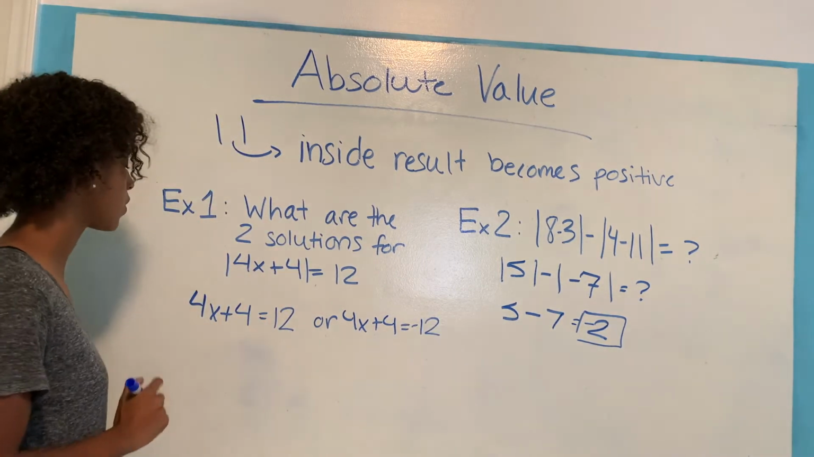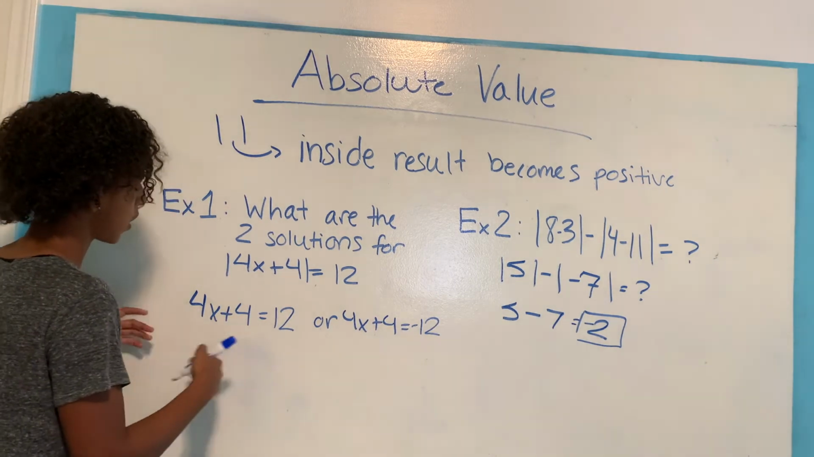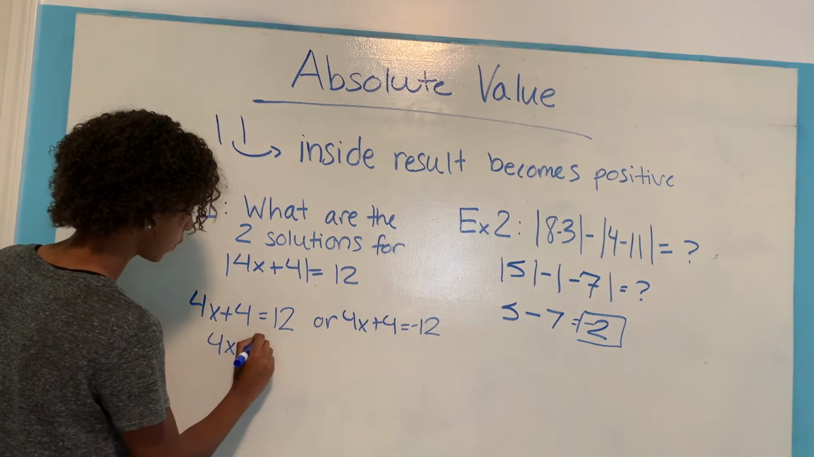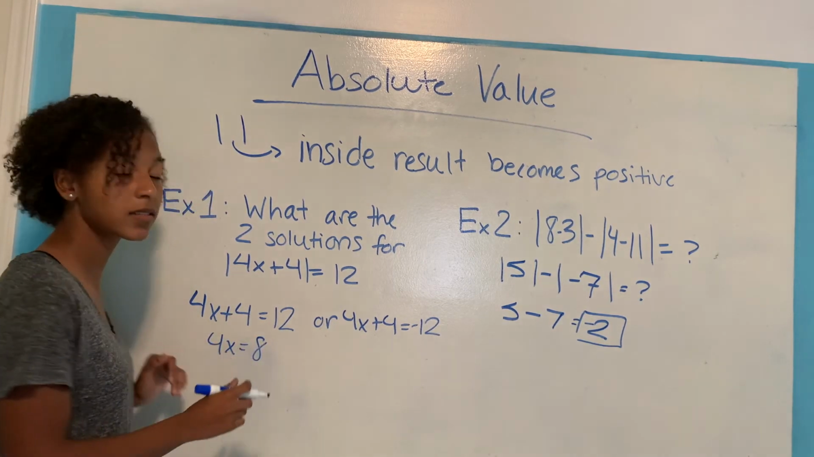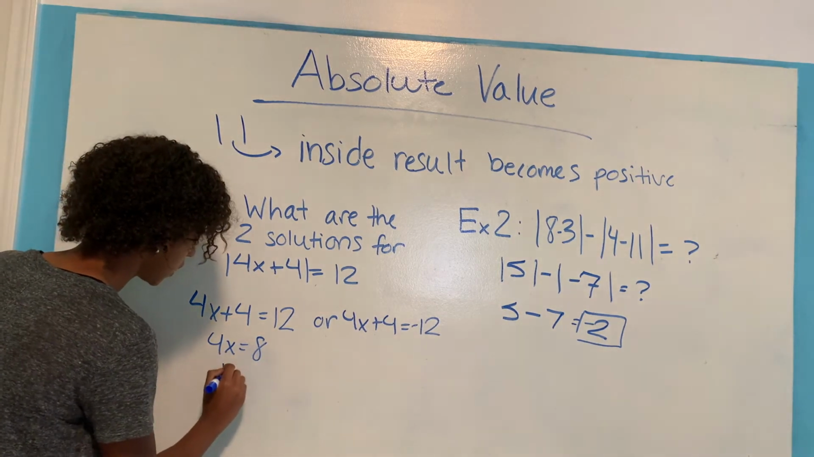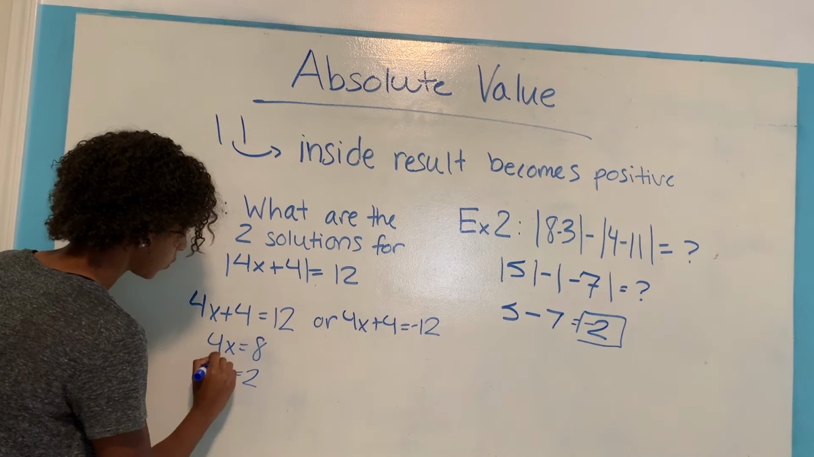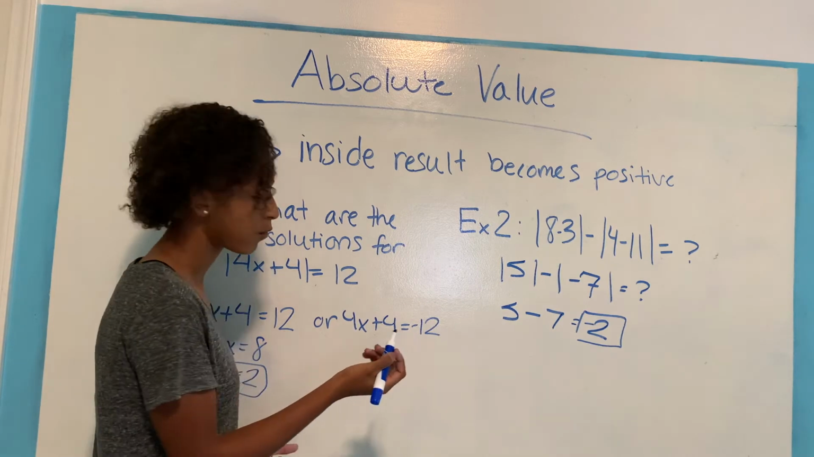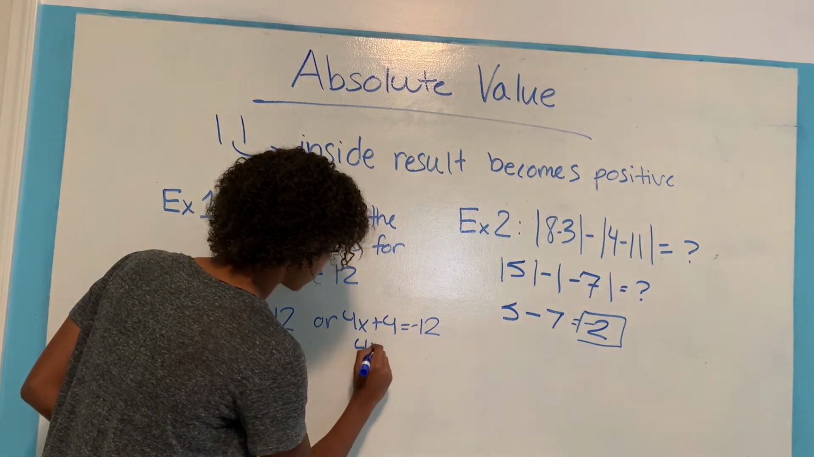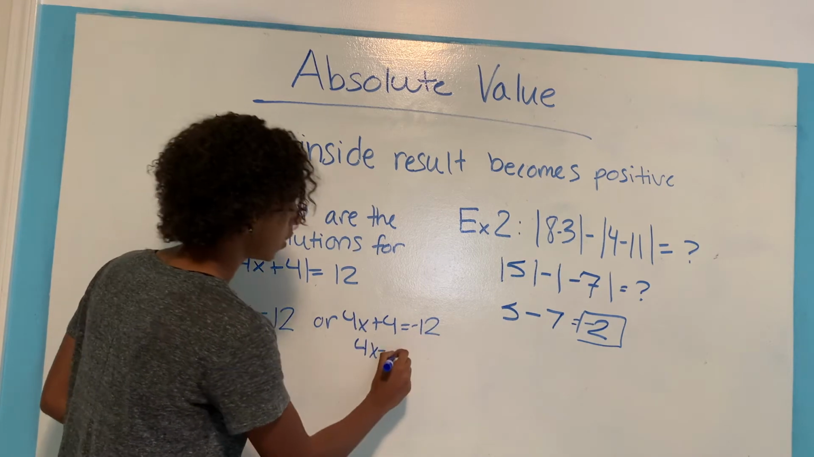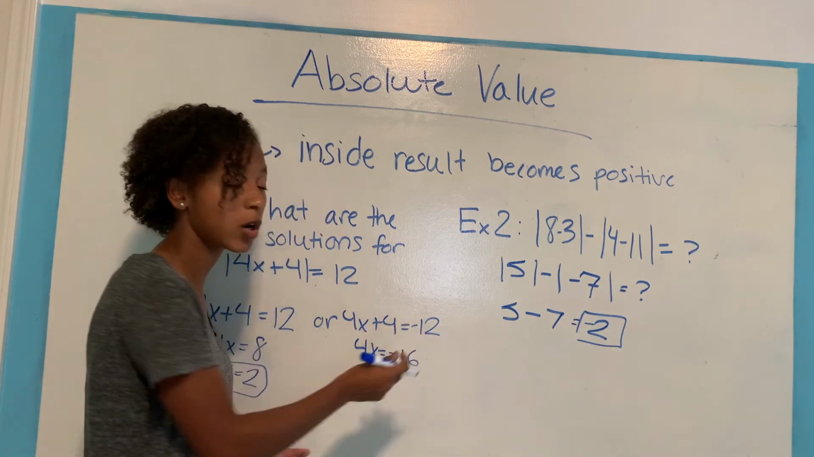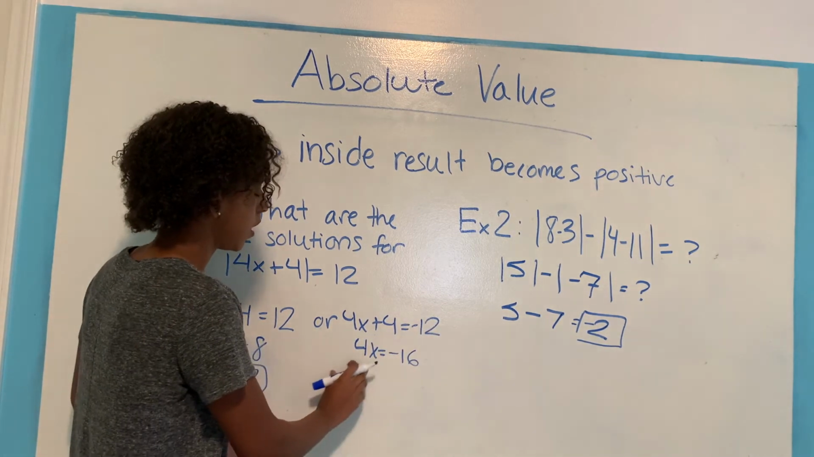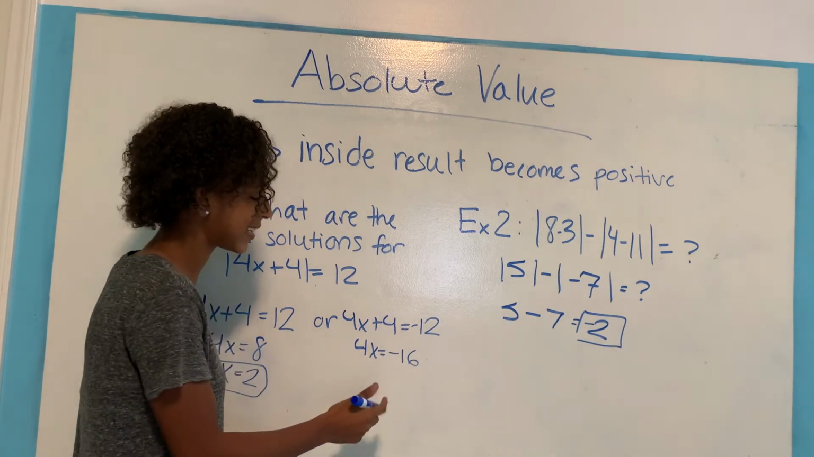All right, let's start over here with solving. Remember, using backwards PEMDAS, subtract 4 from both sides, so that simplifies to 8, and then you have 4x equals 8. Just divide by 4 on both sides, and you get x equals 2. On this side, you can do the same thing: subtract 4 from both sides, that would give you 4x is equal to negative 16, because negative 12 minus 4 equals negative 16.